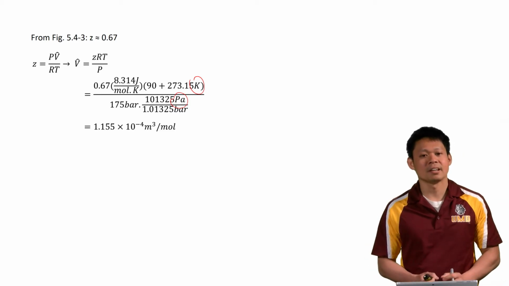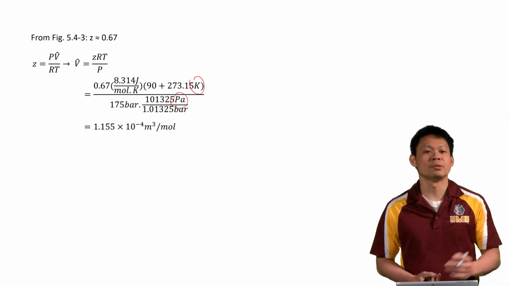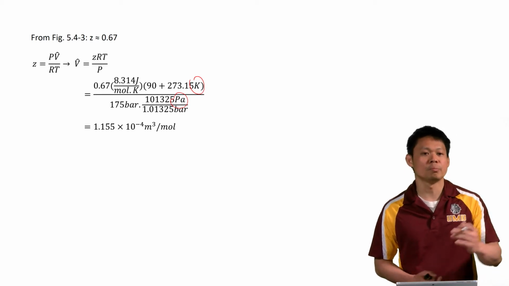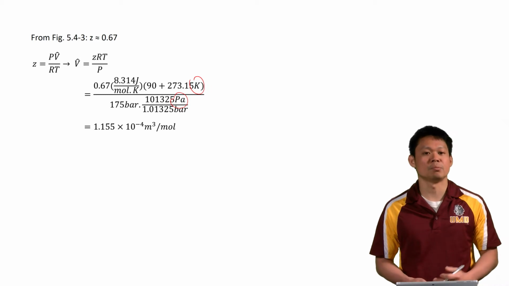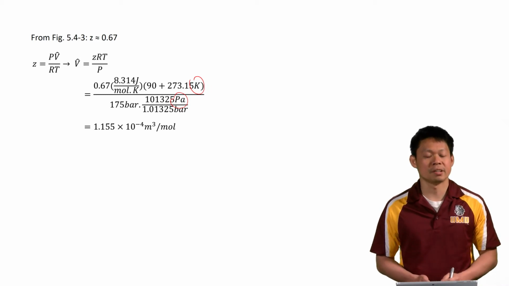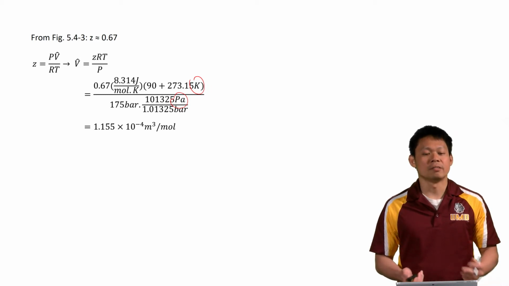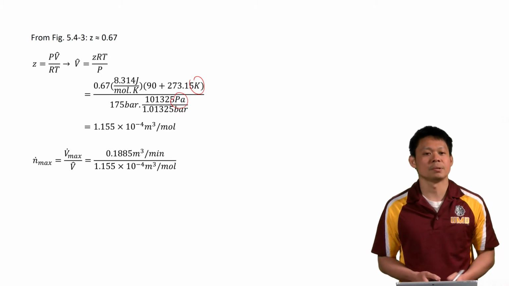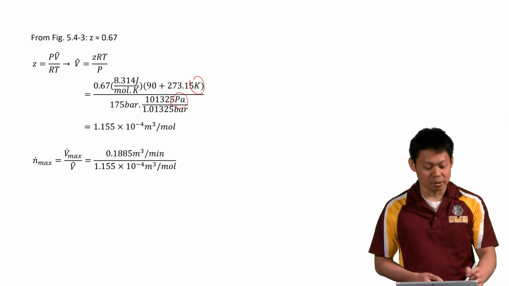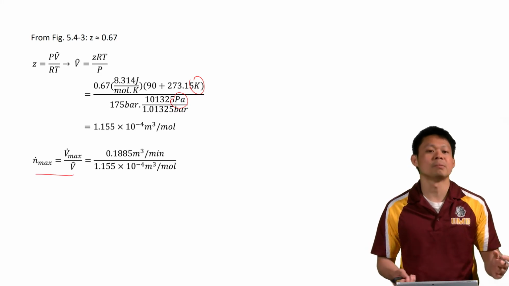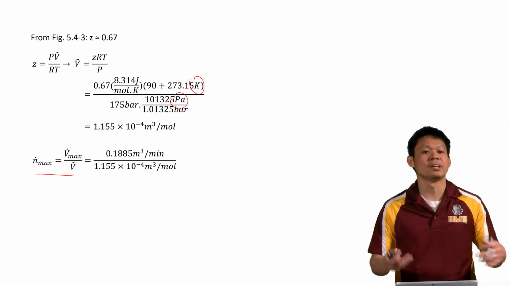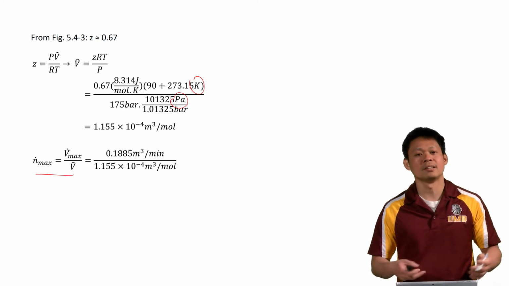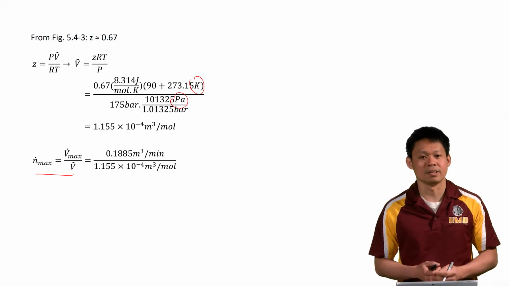If I do everything in SI, I'm going to get it in SI units for specific molar volume. Volume per mole would be meters cubed, and then mole. So I have my specific molar volume down here. To convert from our volumetric flow rate to our molar flow rate, we can use this specific molar volume. You don't have to try to memorize this equation. Just remember V hat is V over N. So from there, you can just rearrange the equation.